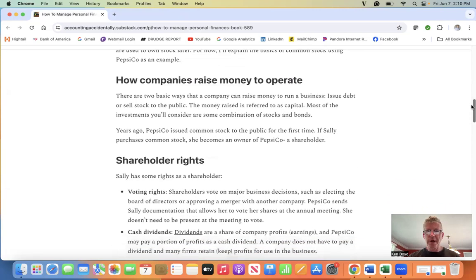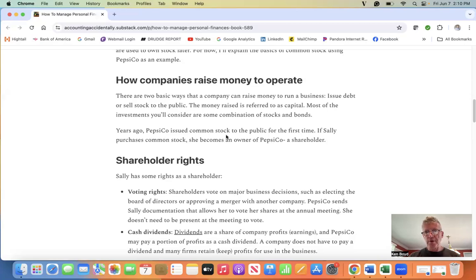How companies raise money to operate. There are 2 basic ways that companies raise money to operate: issue debt, or sell stock to the public. The money they raise is referred to as the company's capital. Most of the investments you'll consider are some combination of stocks and bonds, mutual funds, ETFs, etc.